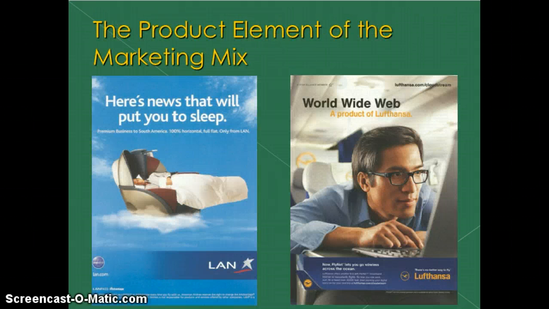Now, the first example here is dealing with the product portion of the marketing mix. The product can be a physical good. It can be a service. Physical goods are tangible items. They are things that you can see, you can feel, you can touch them. Services are intangible. Some products can actually be a combination of both goods and services.